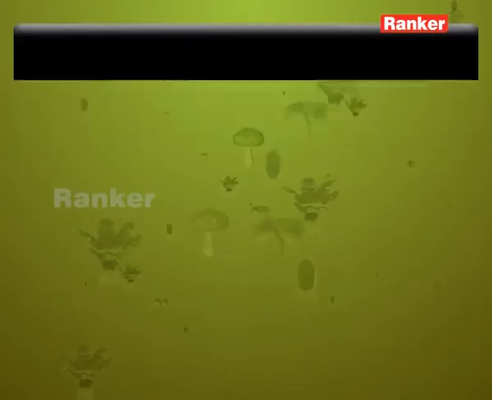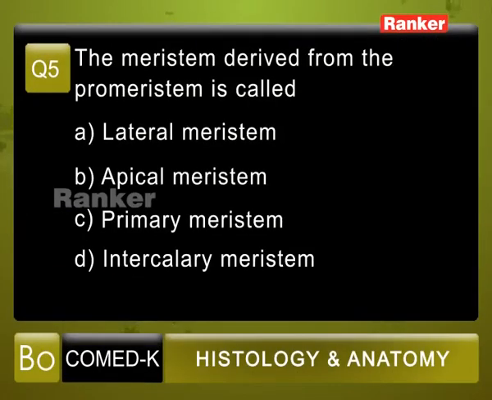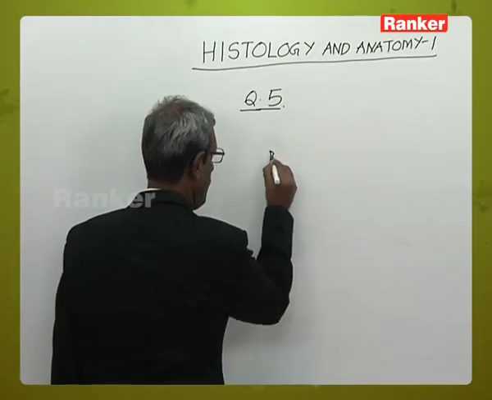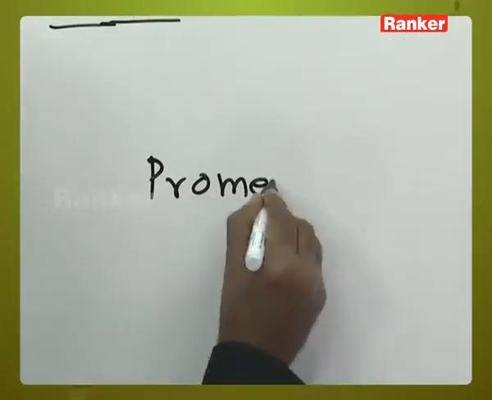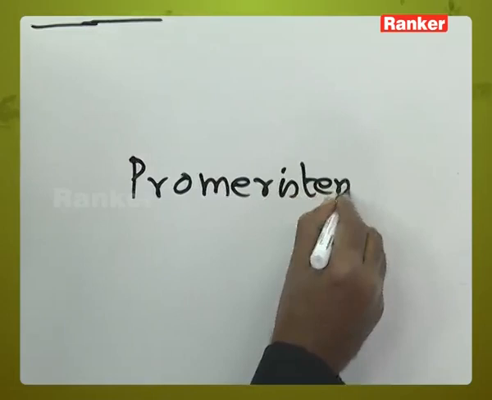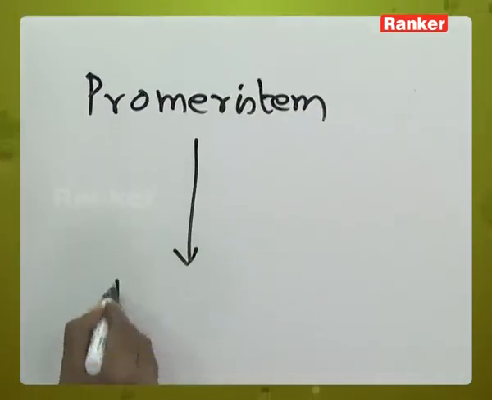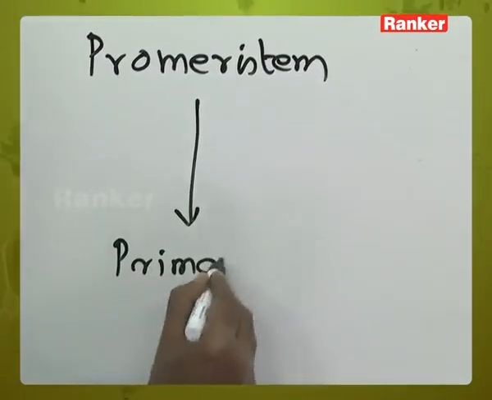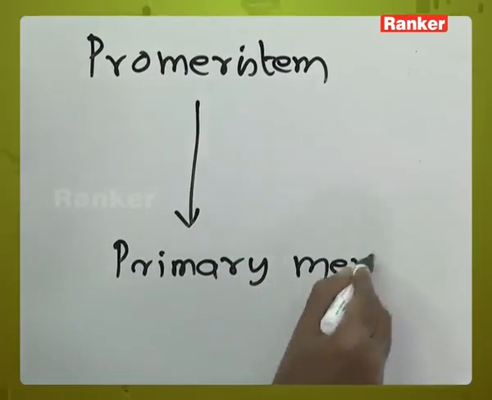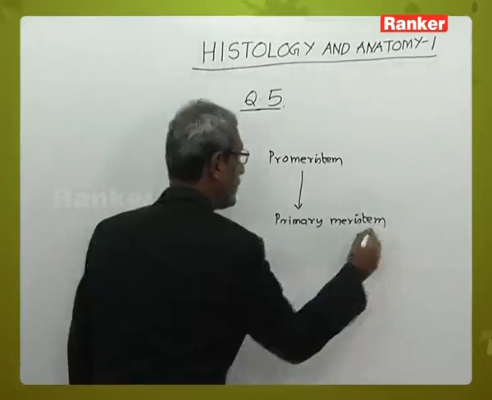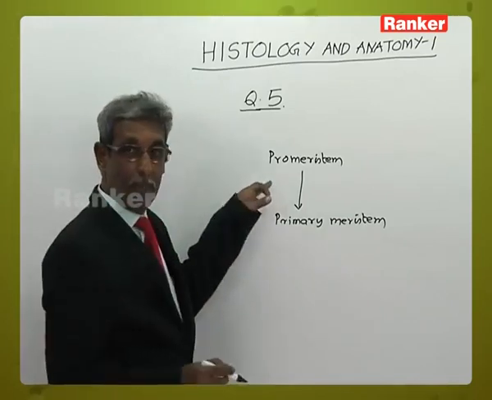Question number 5. The meristem derived from the promeristem is called A. lateral meristem, B. apical meristem, C. primary meristem, D. intercalary meristem. So any meristem which is formed from a promeristem is termed as a primary meristem. The first formed cell is termed as a promeristem.